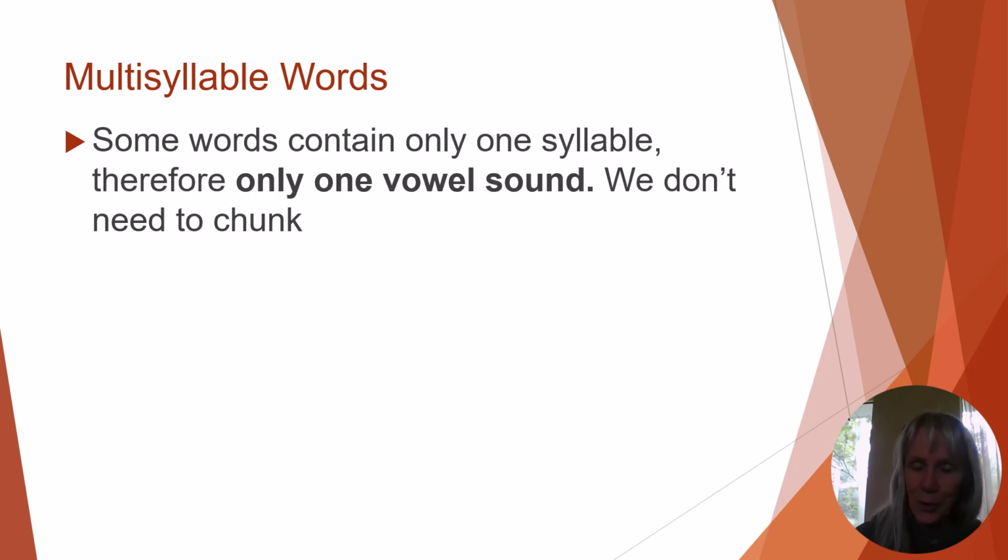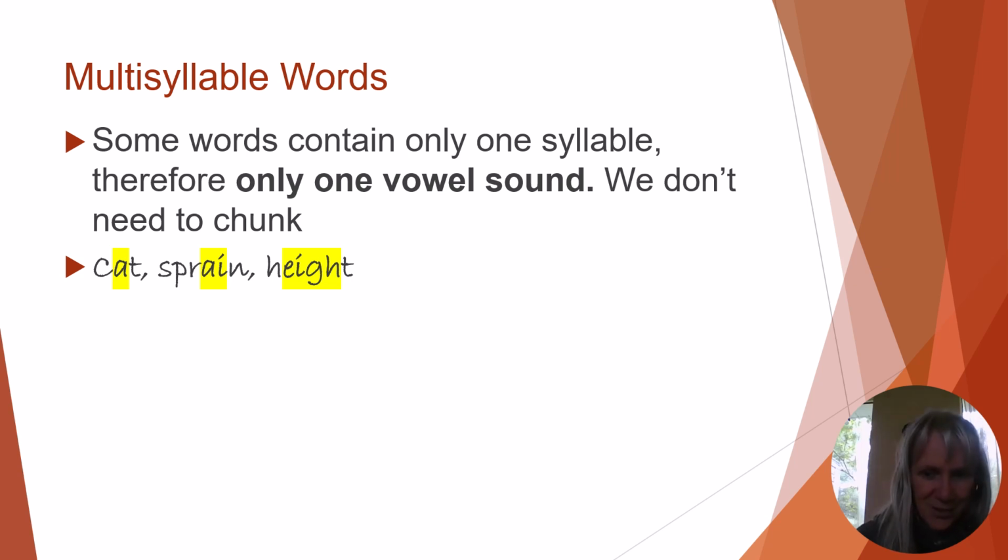Some words, as we know, contain only one syllable. Therefore, they only contain one vowel sound. We do not need to chunk or divide these words any further. Such words that contain only one vowel sound and are considered single syllable words are cat, sprain, and height. Though you're seeing many letters in height, we only have one vowel sound. Though you're seeing two letters in sprain as our grapheme, we only have one vowel sound.